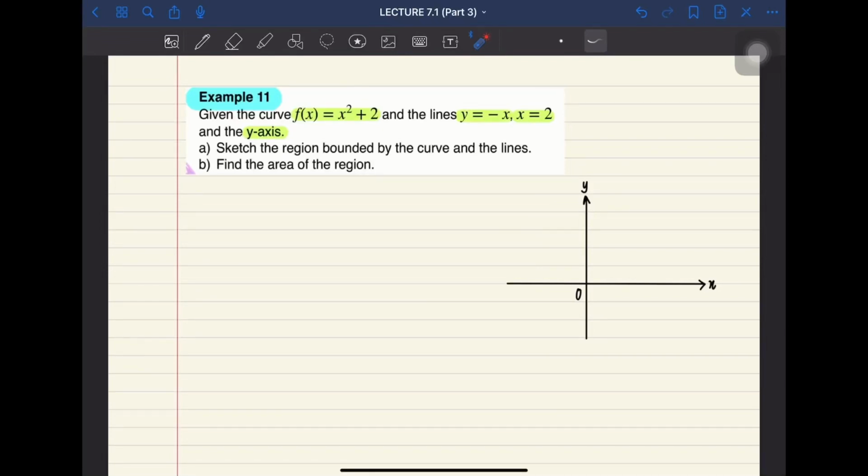Okay, so in this video, I will continue with a few examples untuk kita habiskan chapter 7.1. Okay, so please watch the video until the end and make sure untuk lengkapkan awak punya nota. Okay, so kita start dengan example 11 dulu.